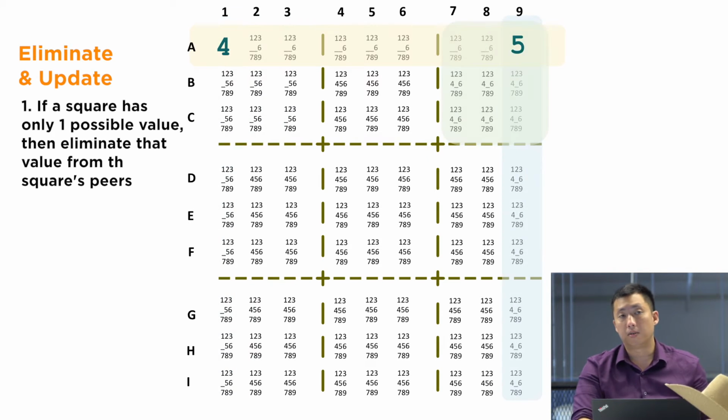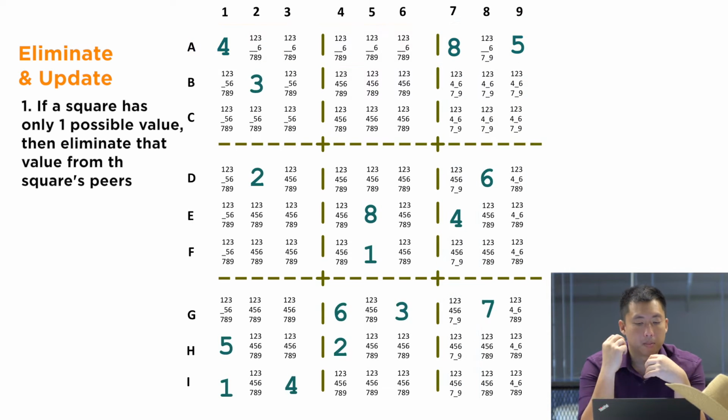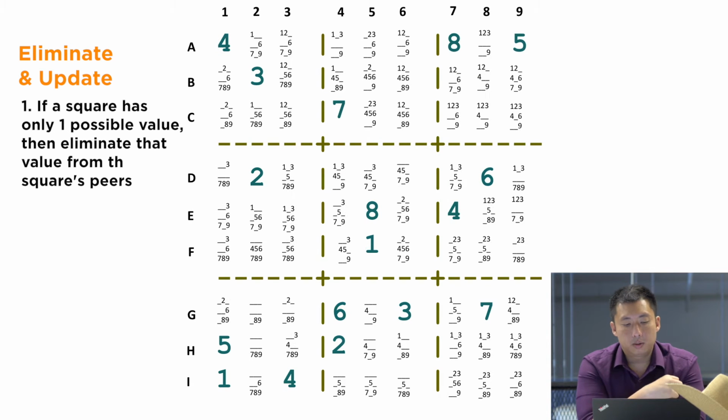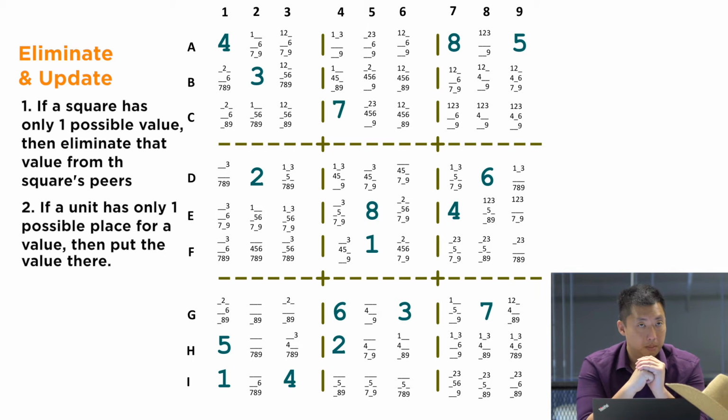And we do the same for value 5 in A9. We do the same for value 8 in A7. And at the end of the day, before we even start, here's how the board looks like once we fill up the rest of the starting numbers. Now, the second strategy is quite straightforward. If one square can only have one value in the unit, be it a box, column, or row, then we use that value. We replace the square with that value.